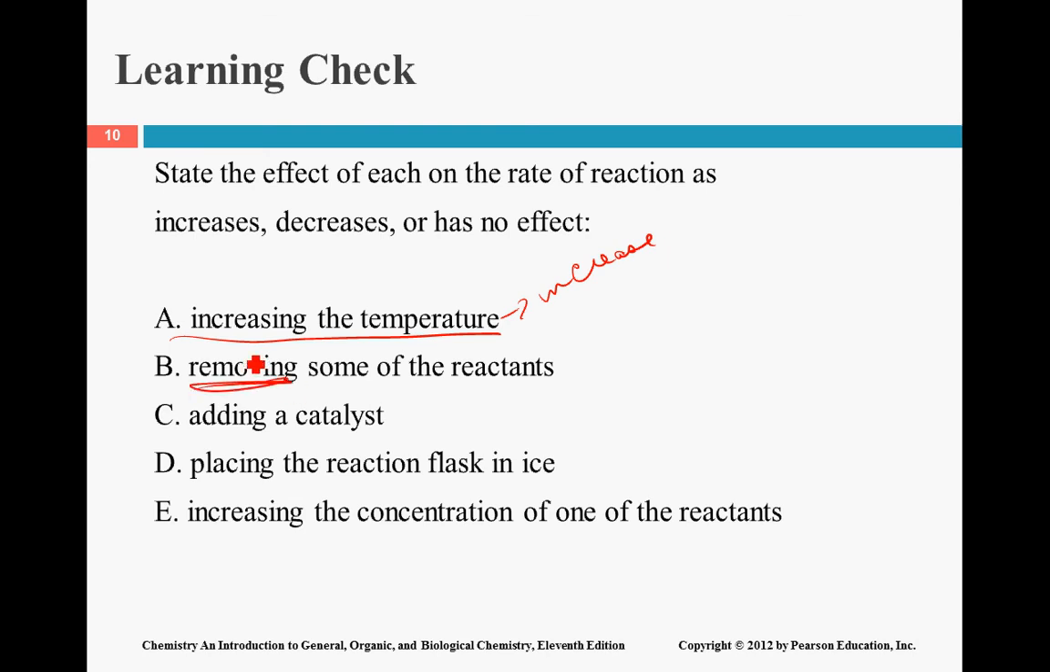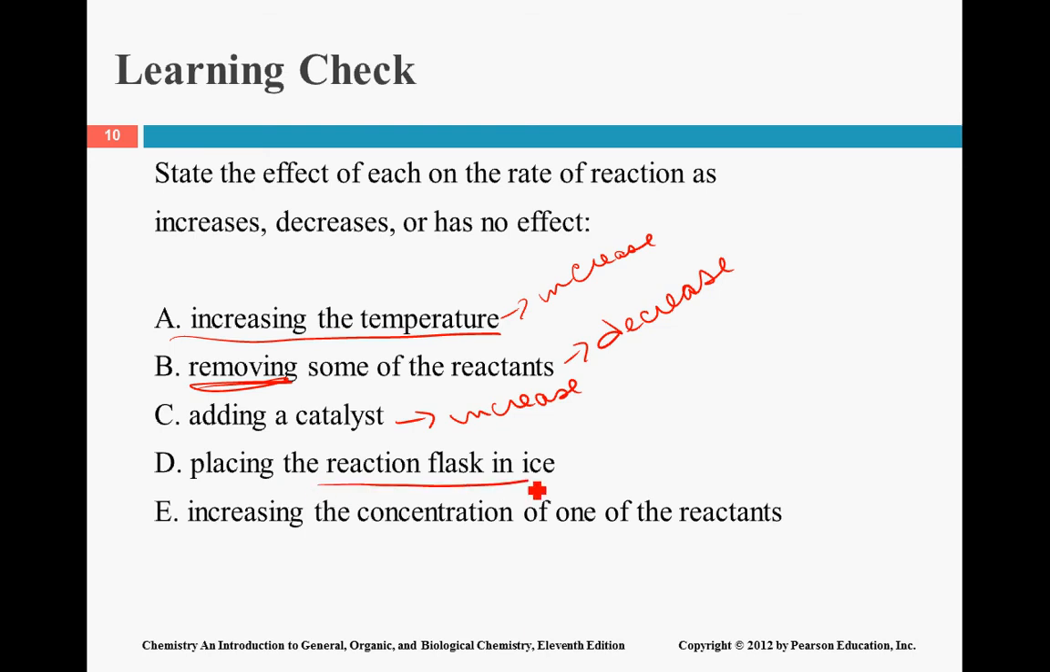Removing, so we're taking reactants out, that's actually going to end up decreasing it. Because remember, if we add stuff, it's going to make it go faster. So if we take away stuff, it's going to make it go slower. Adding a catalyst is going to be an increase, because you're lowering that activation energy. You're making it less of a hurdle to get over in order for it to work.